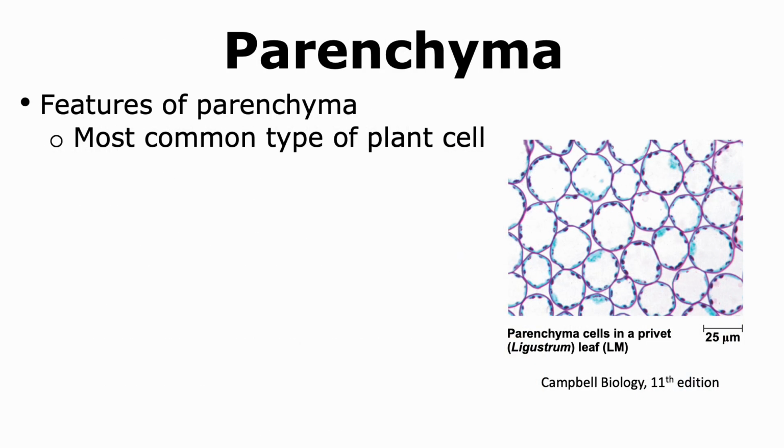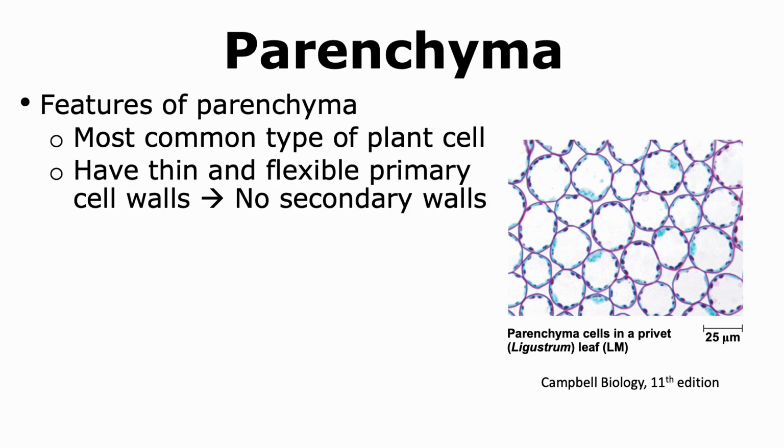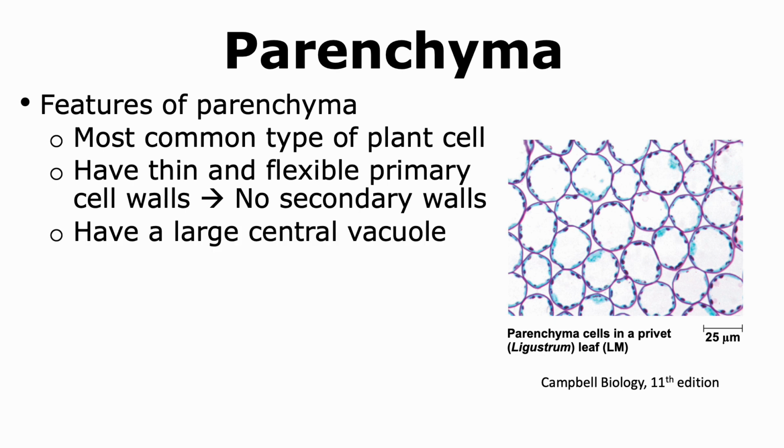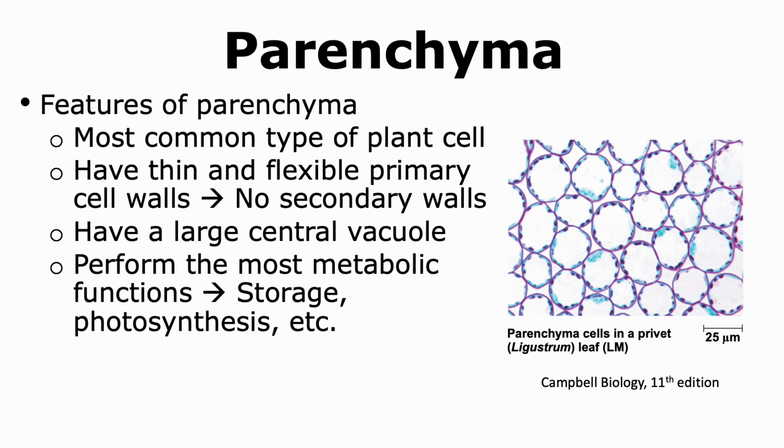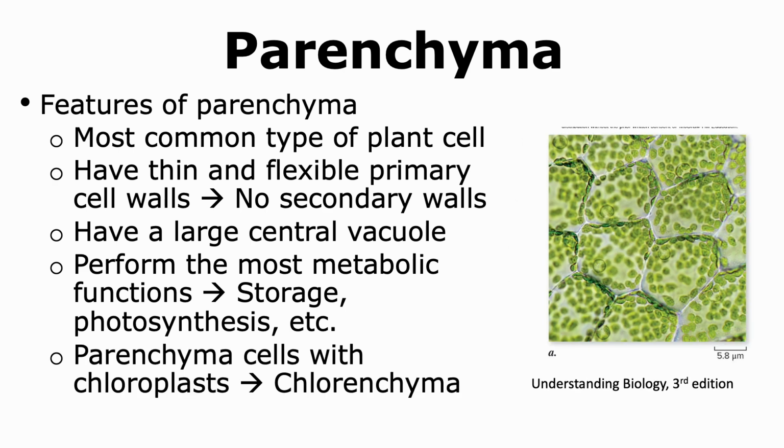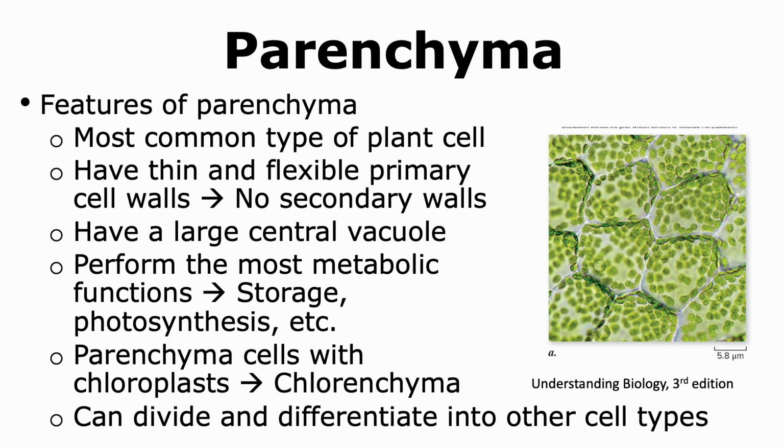The parenchyma cells are the most common types of cells found in plants. They have thin and flexible primary cell walls and do not show the presence of a secondary cell wall. They have a large central vacuole and are known to perform most of the metabolic functions, which includes storage of different types of compounds, photosynthesis, etc. Parenchyma cells that have an abundant number of chloroplasts are called chlorenchyma. When a plant gets injured, the parenchyma cells can divide and differentiate to form other cell types of the plant.